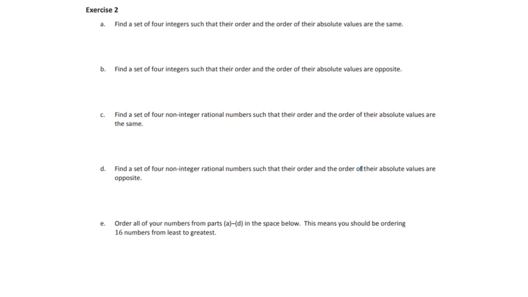This next part says find a set of 4 integers such that their order and the order of their absolute values are the same, right? So if we're talking their absolute values and the order of the original number is the same, that means these are going to have to be positive numbers, right? Find a set of 4 such that their order and the order of their absolute values are opposite. Well, that's going to have to be negative numbers.